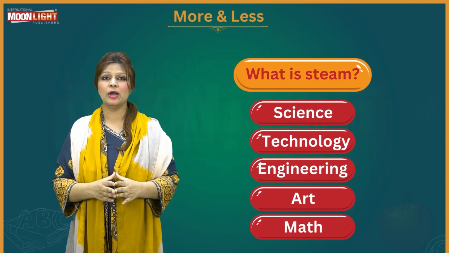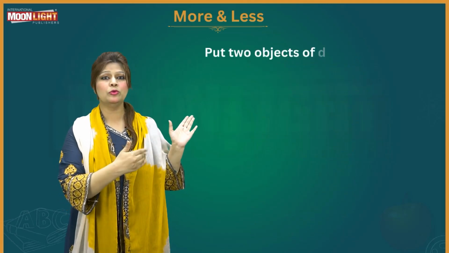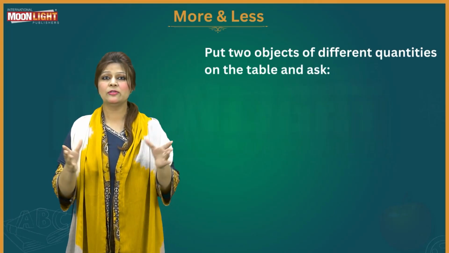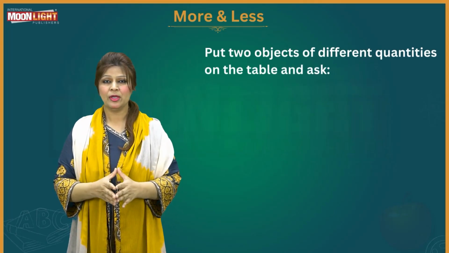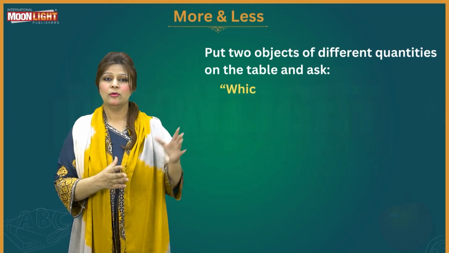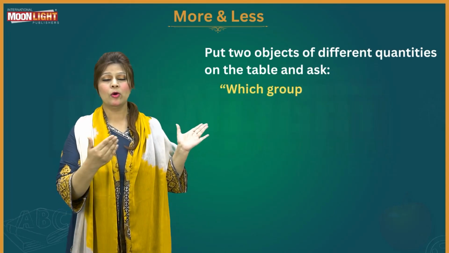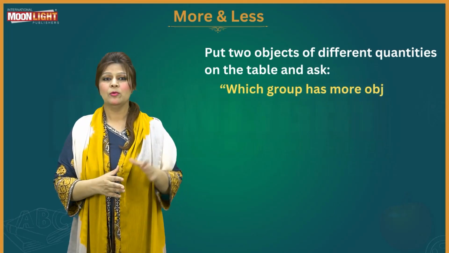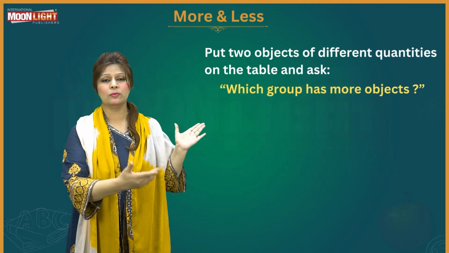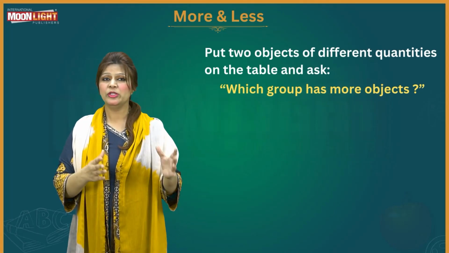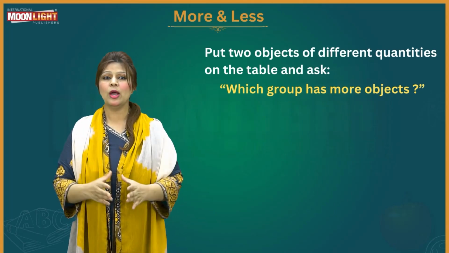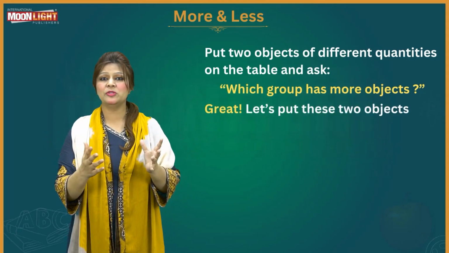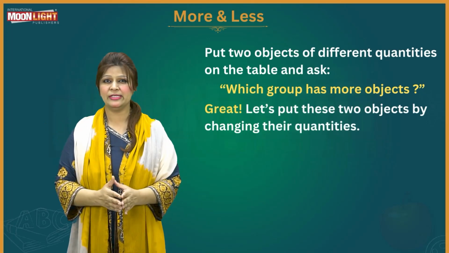The first thing you are going to do is put two groups of objects of different quantities on the table, so that the students can easily access them, and show them the groups. Ask the students, which group has more objects? And when they tell you which one has more objects, say, great, let's put these two groups by changing their quantities.